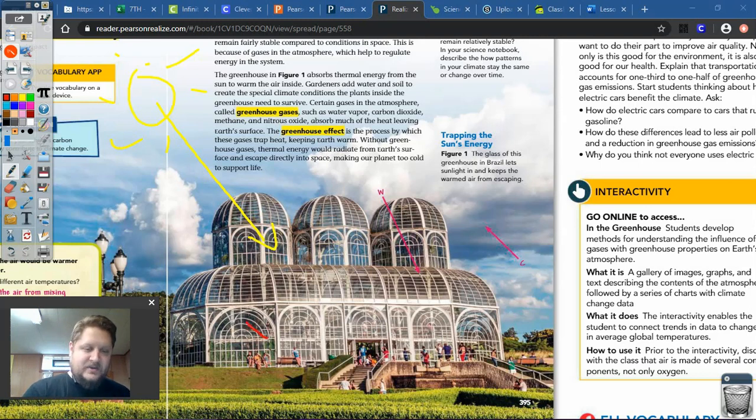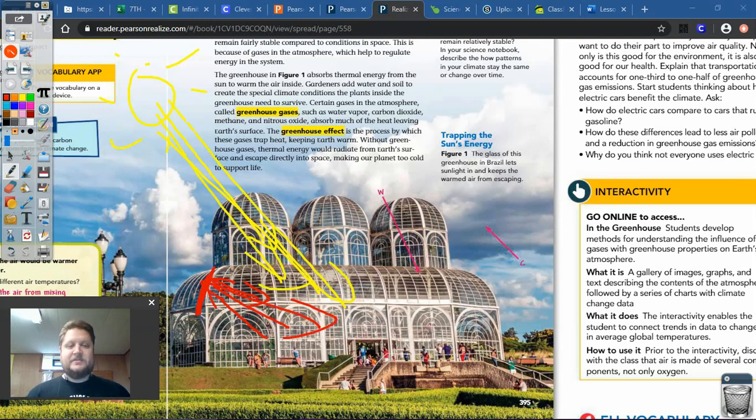So as the heat is trying to escape out through the glass, the glass blocks it and bounces the heat back inside. So, while light energy can freely pass right through this glass, that light energy, when converted into heat energy or thermal energy, is not going to be able to get through the glass the other way. So essentially, the heat gets trapped inside, creating a warmer environment. And that's what they mean by the greenhouse effect.